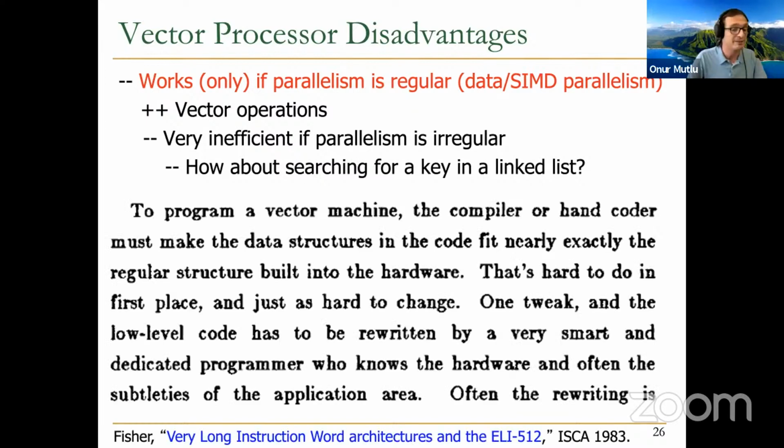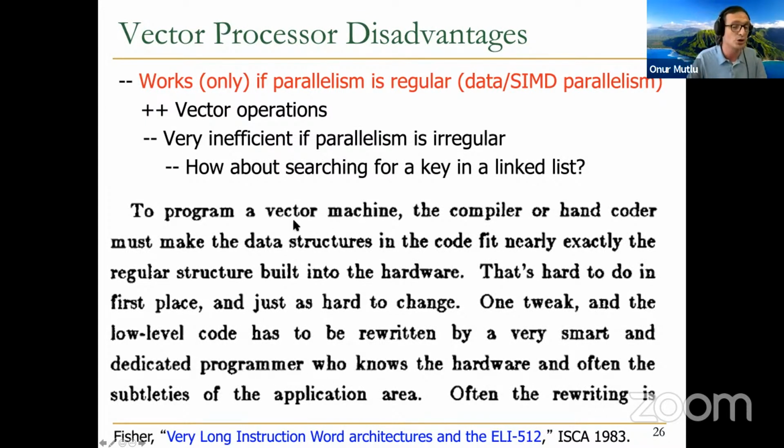So that's why when Fisher introduced the very long instruction word architectures, he wrote this: to program a vector machine, the compiler or handcoder must make the data structures in the code fit nearly exactly the regular structure built into the hardware. That's hard to do in the first place and just as hard to change. One tweak and the low-level code has to be rewritten by a very smart and dedicated programmer who knows the hardware and often the subtleties of the application area.